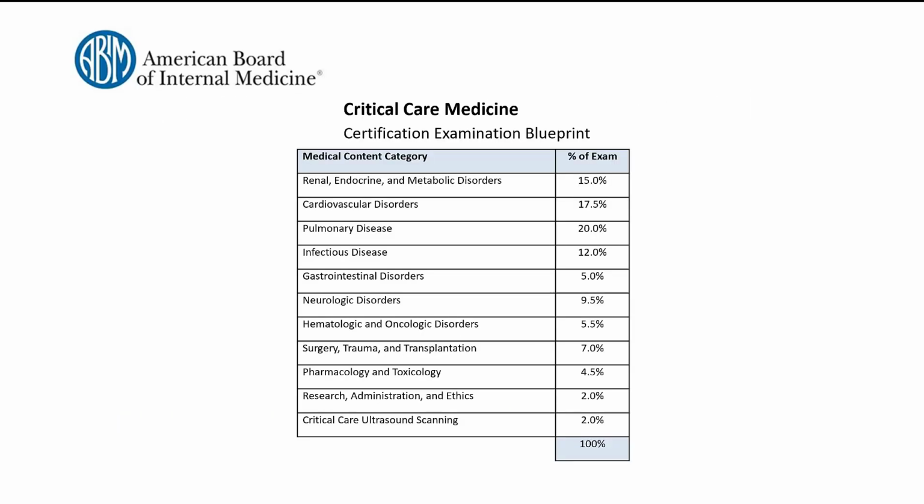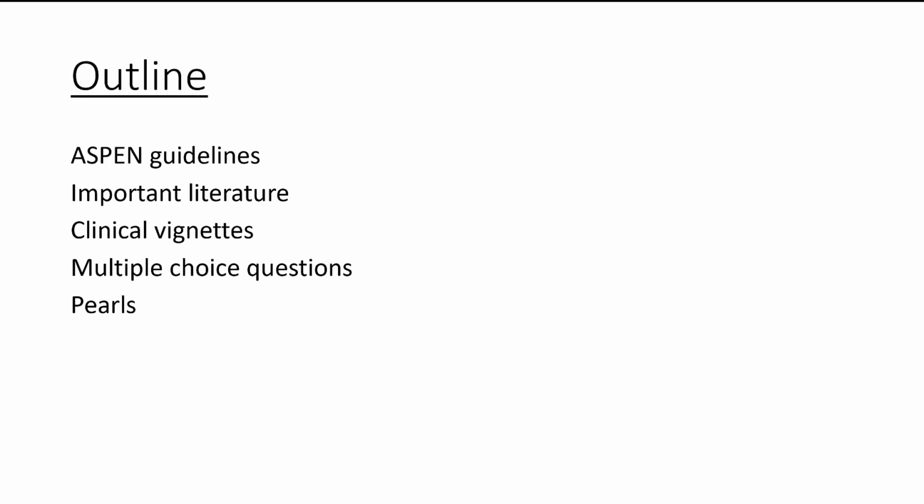When I was preparing this lecture, I reviewed the critical care medicine examination blueprint, and these are the details I found. In the different organ system disorders listed, there is of course no mention of nutrition, which probably means that there won't be many nutrition questions on your exam. But I thought this was the perfect occasion to review current guidelines and important literature. To do so, I'll use clinical vignettes and multiple choice questions, and we'll finish with some pearls.